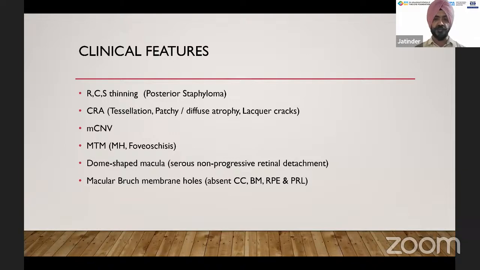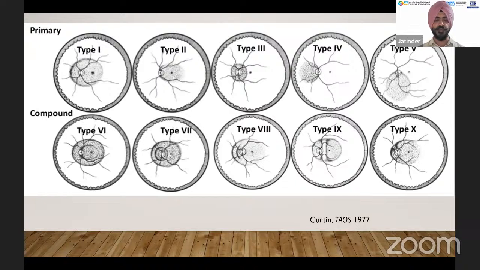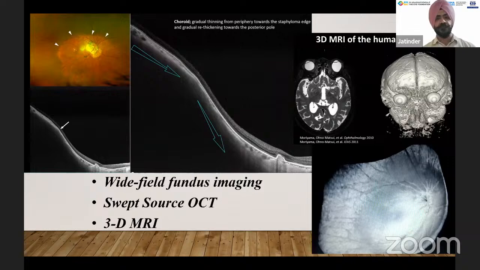The other findings which will be highlighted are the choroidal atrophy, myopic CNVM, myopic tractional maculopathy, dome-shaped macula, and the macular Bruch's membrane holes. So the posterior staphyloma, as described by Spaide in 2013, is outpouching of the posterior wall of the eye with a radius of curvature which is less than the surrounding curvature of the wall, as is seen in figure C. And this has been described well in a very elaborate research article by Curtin in 1977, and this is still being followed. With the advent of newer technology, the wide field fundus imaging, swept source OCT, and the 3D MRI, the understanding of this disease has become easier and is more understood now.